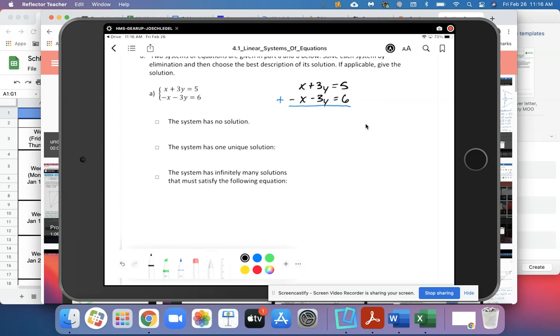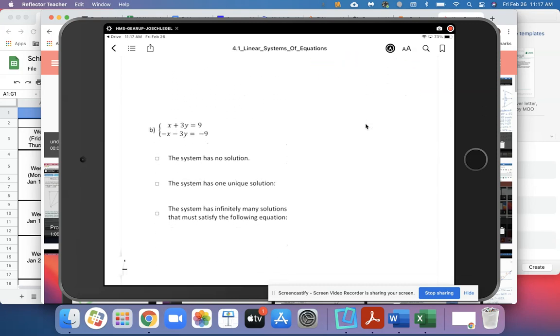X and negative x makes nothing. 3y and negative 3y make nothing. So on the left side, we have 0. And 5 and 6 makes 11. And 0 equals 11 is never going to be true. So since it is never true, this is an example of a system that has no solution. Ding, no solution. Okay, I'm going to pause there for a moment and then move on.